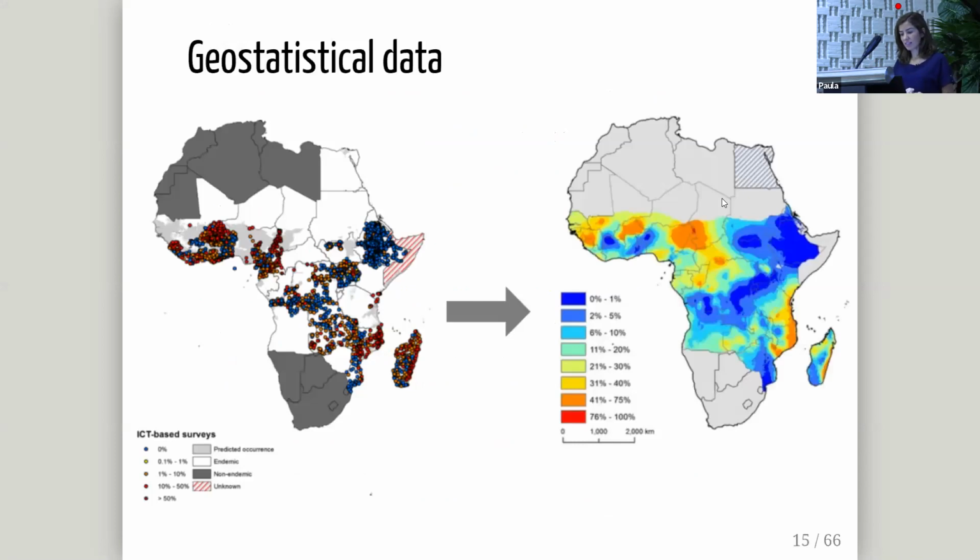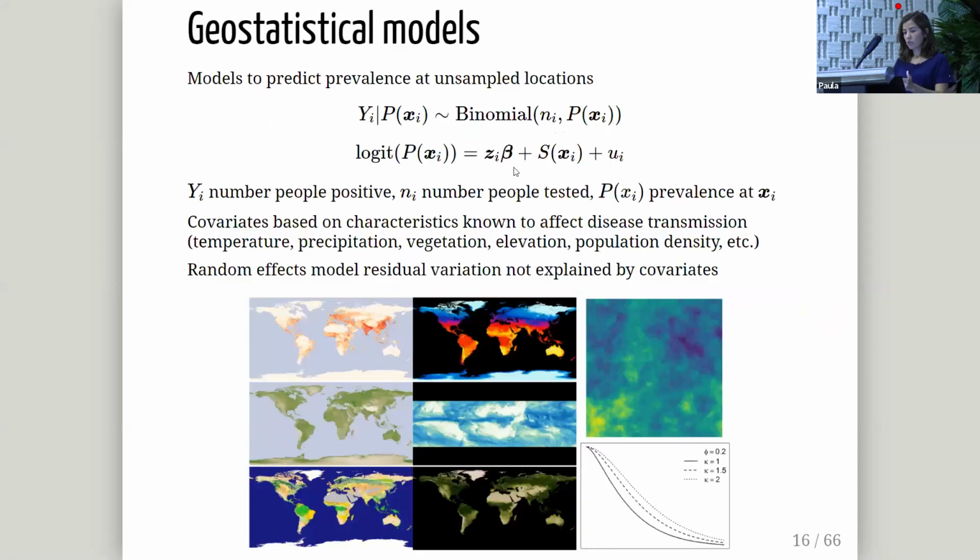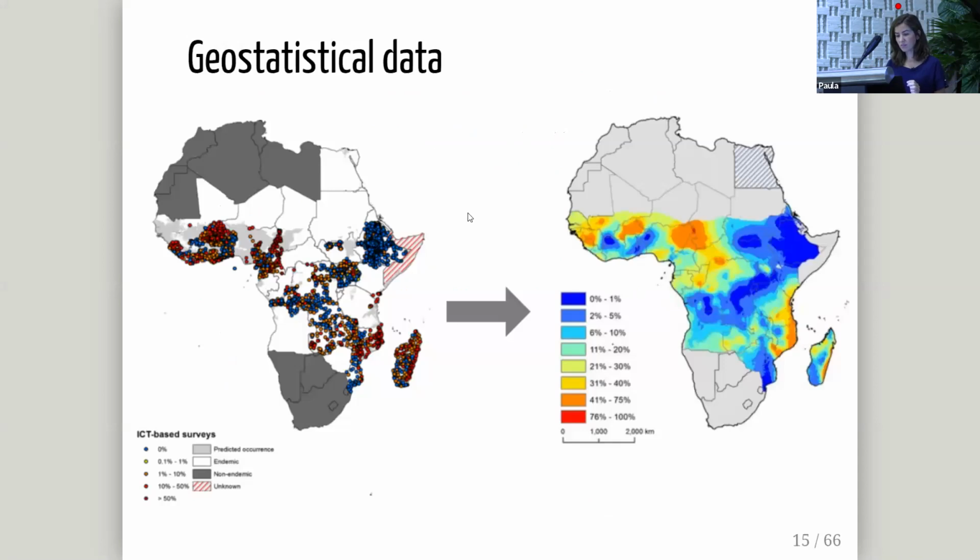Then in geostatistical data, we have measured disease risk at specific locations, and we want to predict a spatially continuous surface of disease risk. And we can use a model like this. Imagine that at each of these locations, we went and made a survey. So we recruited Ni people. We did a test for the disease, and some people were positive and some people were negative for the disease.